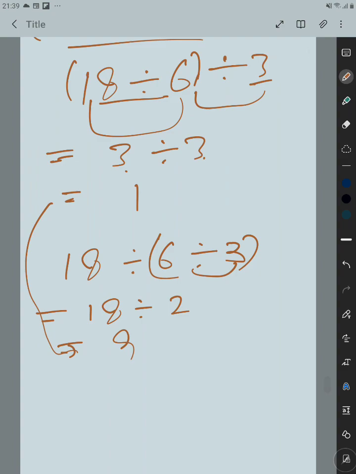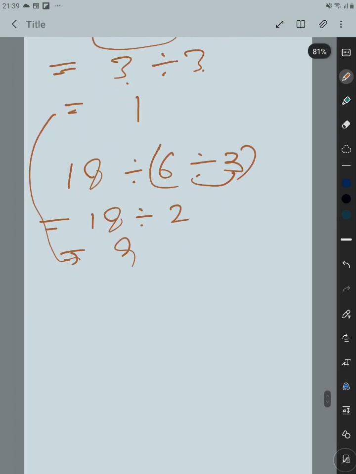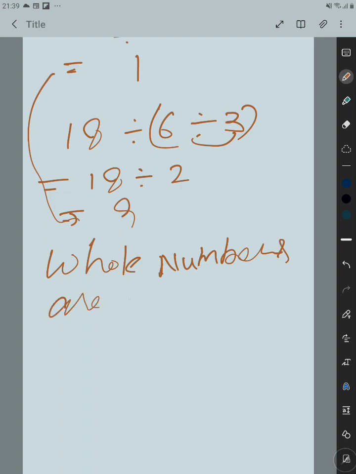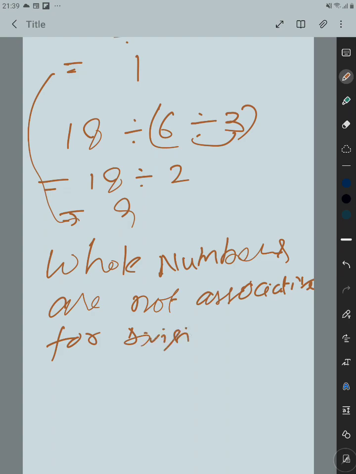So what we will say is that for division whole numbers are not associative. Okay, you got the point?